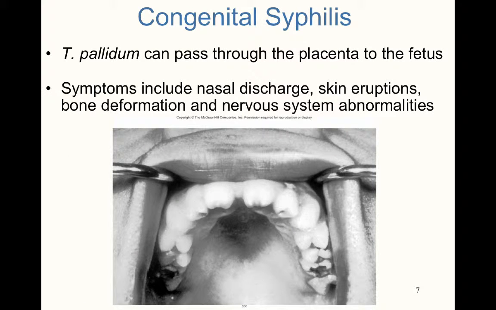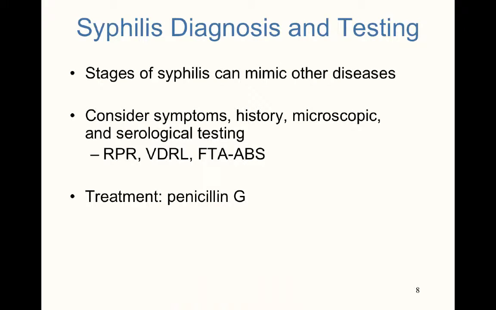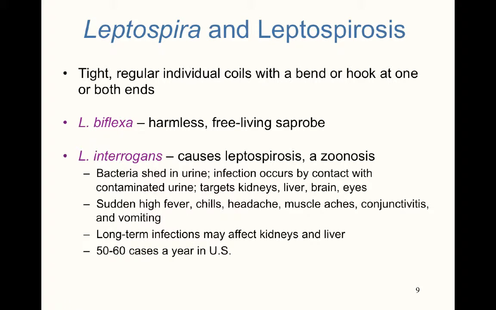Now, there are cases where Treponema pallidum can pass through the placenta to the fetus, and these symptoms include nasal discharge, skin eruptions, bone deformation, and also neurological or nervous system abnormalities. So there are serological tests, fluorescent tests that can be done to test for the presence of this pathogen, and it's important to note here that because at each stage you're seeing different symptoms, these stages can mimic other diseases. So very important to test for the actual antigen of Treponema pallidum, and these infections can be treated with penicillins.